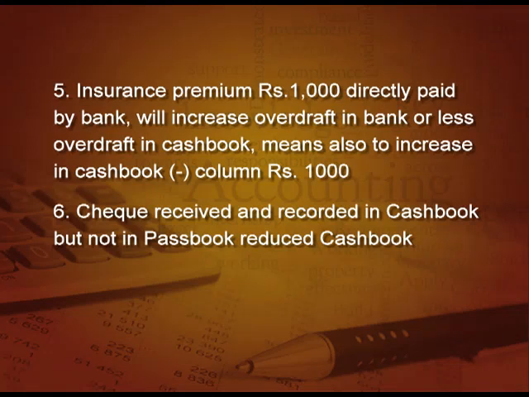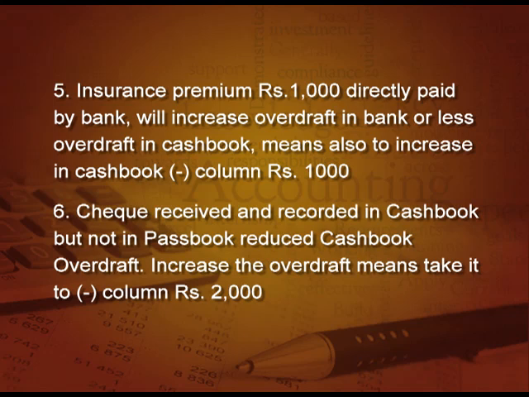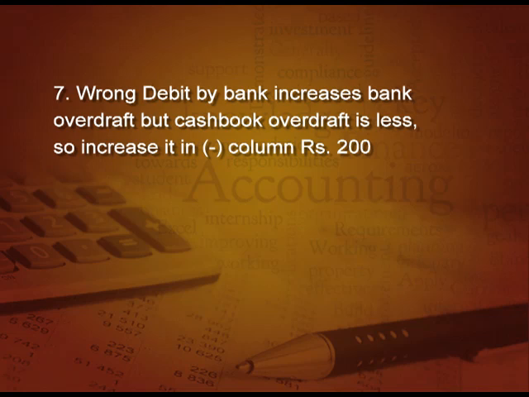Coming to point number 6, check received and recorded in cash book only but not in passbook has reduced the cash book overdraft. So now increase the overdraft, which means take it to the minus column again. Point number 7, wrong debit by bank will increase the bank overdraft in passbook, but cash book overdraft is less. So now increase, again go to the minus column 200.